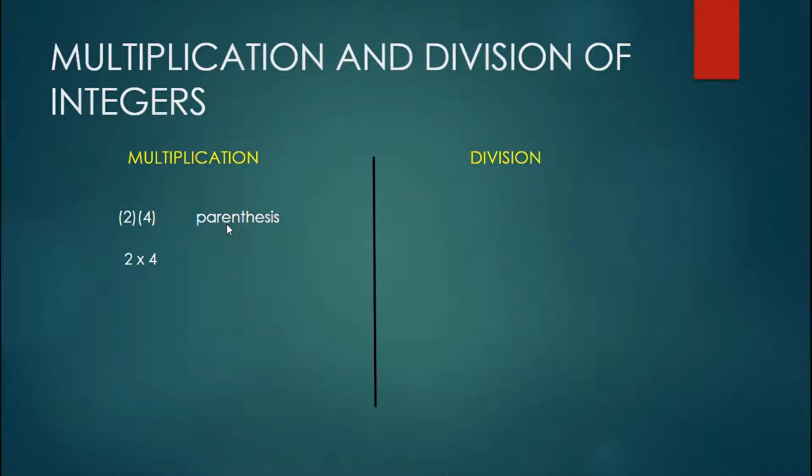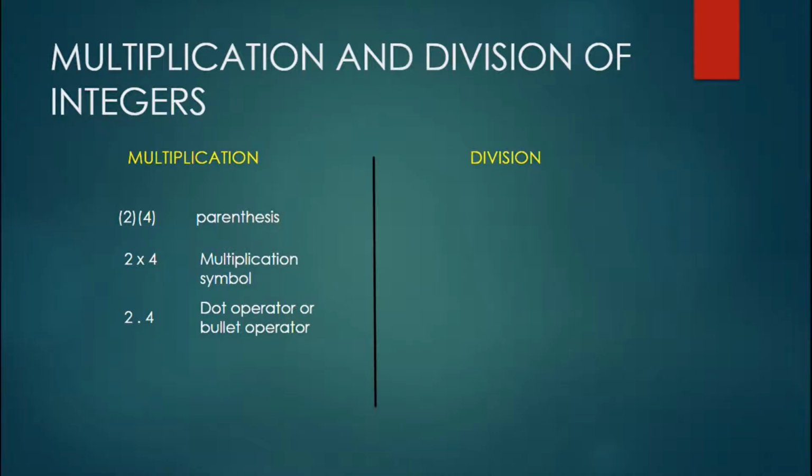We also use this X symbol, which is what we call the multiplication symbol. And lastly, the dot, which we call the dot operator or bullet operator. If we see a dot between two integers, it means multiplication. So for this one, 2 times 4 using parentheses, 2 times 4 using the multiplication symbol, and 2 times 4 using the dot operator or bullet operator symbol.